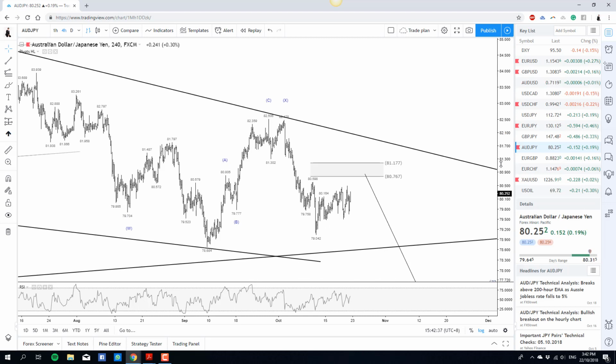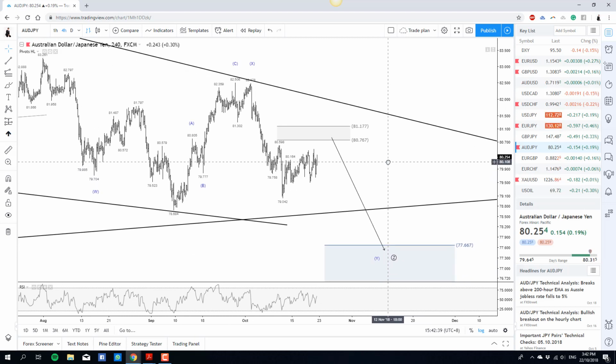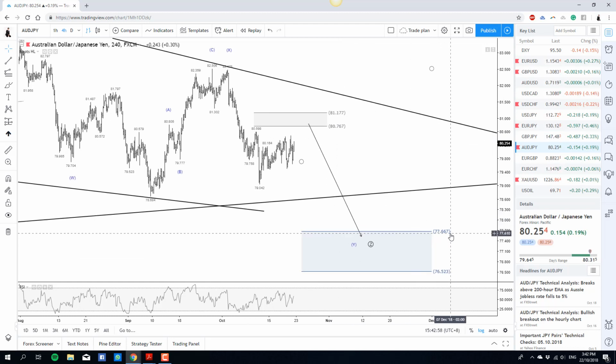Aussie Yen is pretty straightforward and similar to Aussie Dollar. We saw an impulsive move, and then for the past 1 to 2 weeks it has been corrective. So we expect price to continue to develop its corrective move, potentially towards 80.76, 81.17, for a move lower towards 77.66, or even targeting very conservatively the previous low here at 78.68.